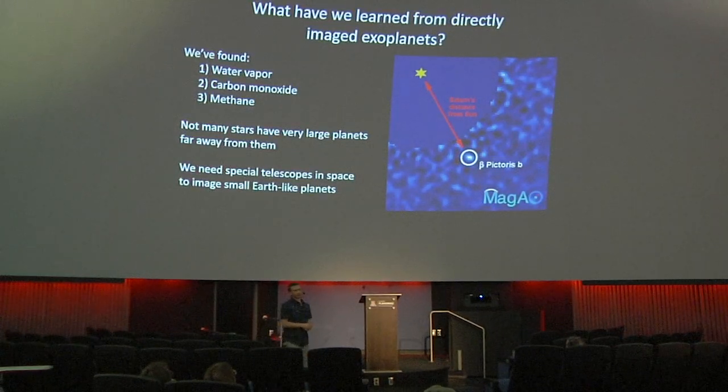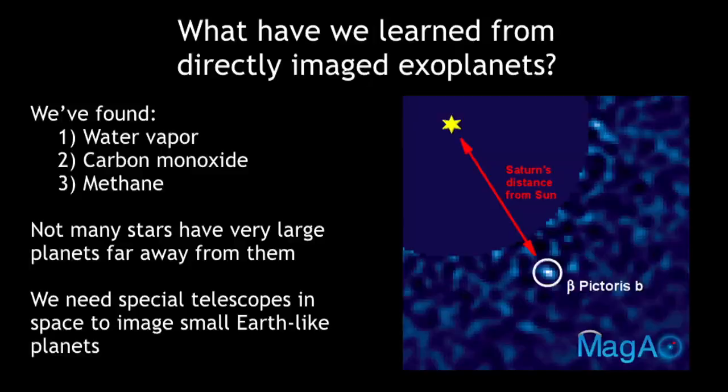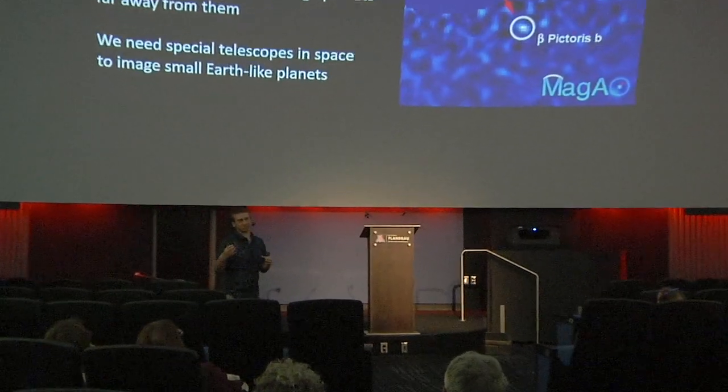So what do we know about directly imaged exoplanets? There's not a lot of them. We only know a little bit at this point, but we've been able to detect things like water vapor, carbon monoxide, and methane in these planets. Some of them also have clouds like the other planets. Like I said, there's not many of these, so what we think is there's not a good way to form these planets so far away from their star.